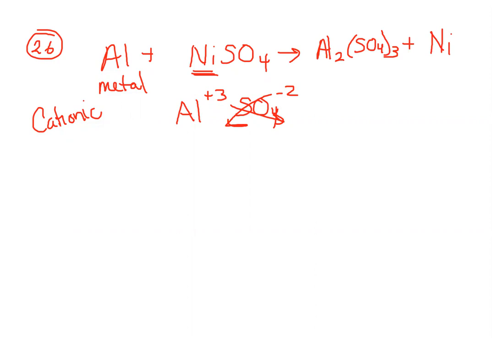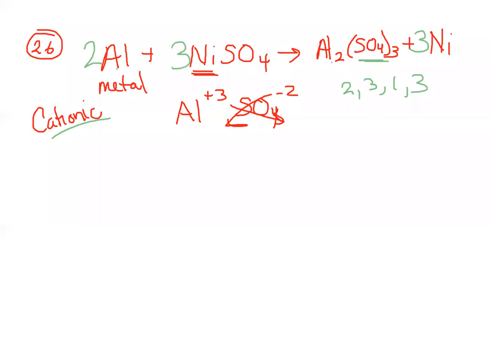And now you got to balance. So we got 1 aluminum, we got 2 aluminum. So let's put a 2 here. We've got 1 nickel, but we got 3 of the SO4s over here. So we'd have to put a 3 here, which means now we have 3 nickels. So we can put a 3 there. And everything is balanced, and our coefficients are 2, 3, 1, 3. And it is a cationic because metals were switching with metals.